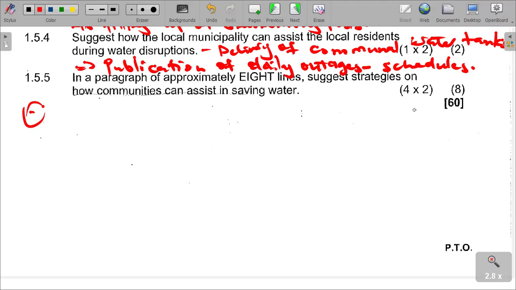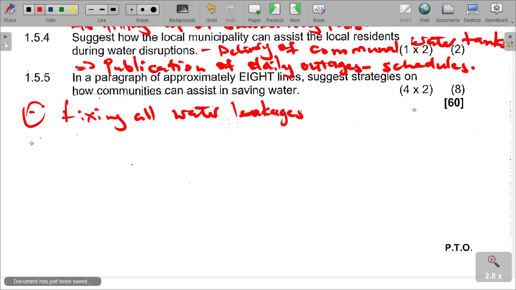This can be done, one, by fixing leaking taps, communities fixing all water leakages. Fixing all water leakages helps to save water. What else can be done? Fixing water leakages must be done as soon as possible. It helps to save water and to reduce wastage of water.